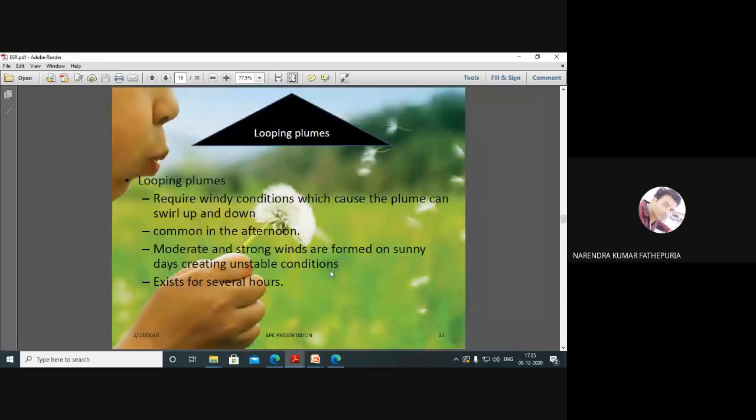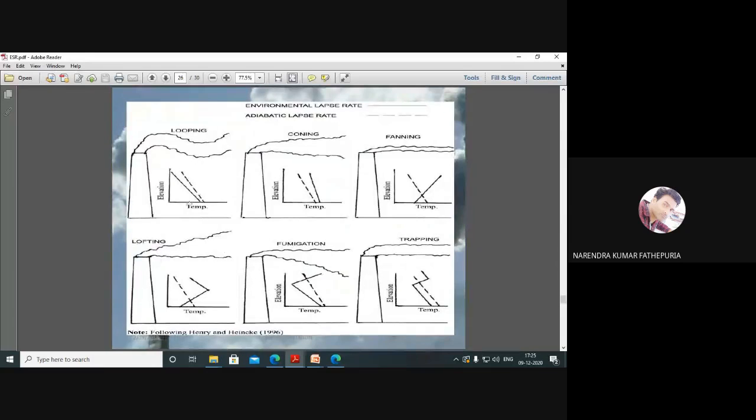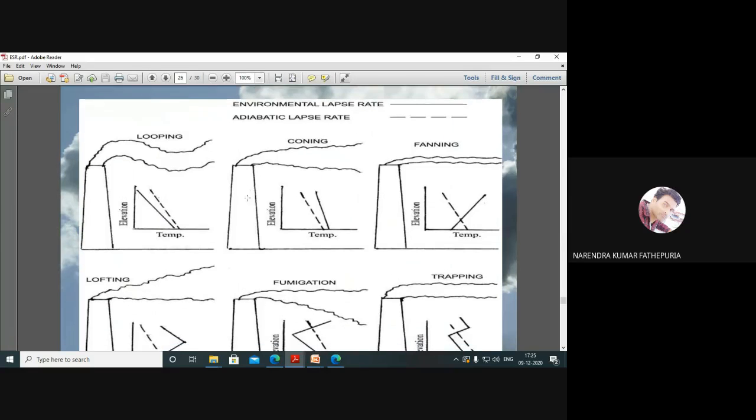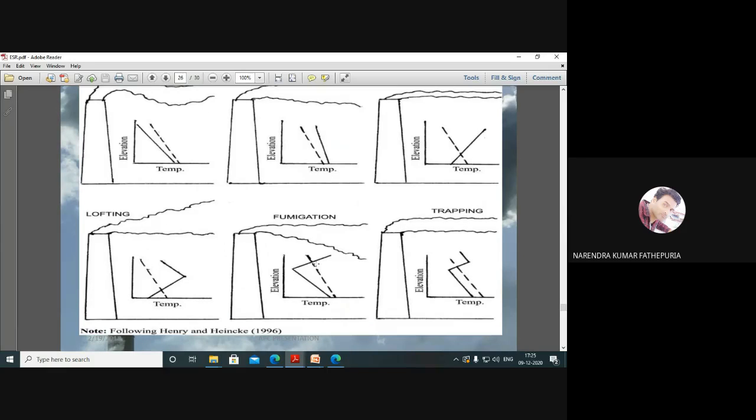Various plumes, loopings, and all that. There you see the comparison we have in one slide. We have explained everything here. This is the elevation and temperature. This is the looping condition, this is the coning condition, this is the fanning condition, this is the lofting condition, and this is the fumigation condition. This is the trapping condition. These conditions should be in your tips only.